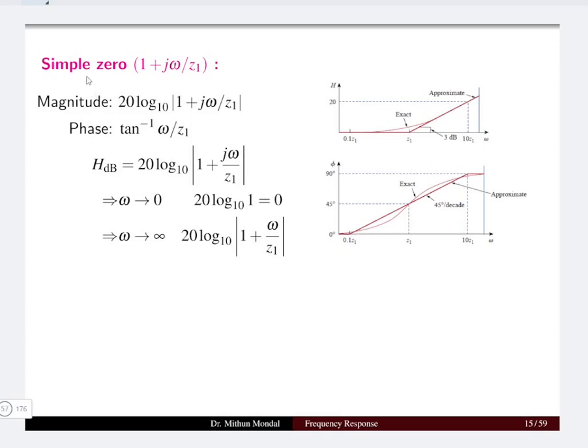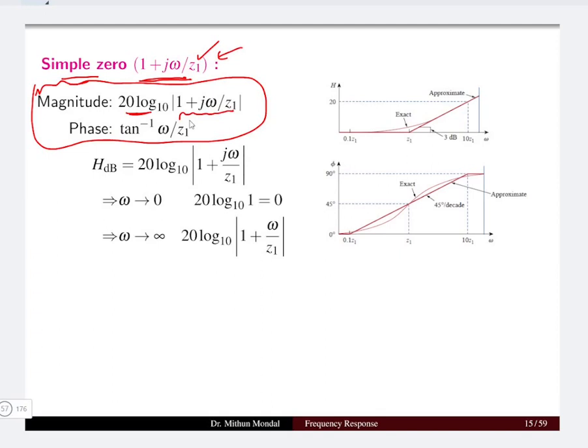Now the other term involved is the simple zero, which is given by 1 plus j omega divided by z1, where z1 denotes the zero. The magnitude and phase we can obtain from this expression of the complex number. The magnitude is 20 log 10 of the modulus of 1 plus j omega by z1. Phase will be tan inverse of omega by z1. And then we can plot the magnitude against the frequency axis, and the phase against the frequency axis. If we are plotting the simple zero, what will we get?